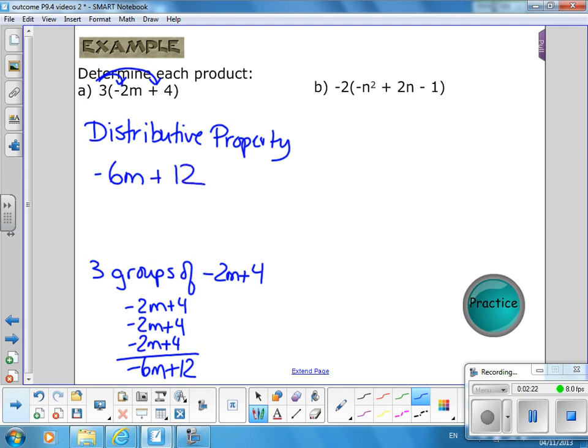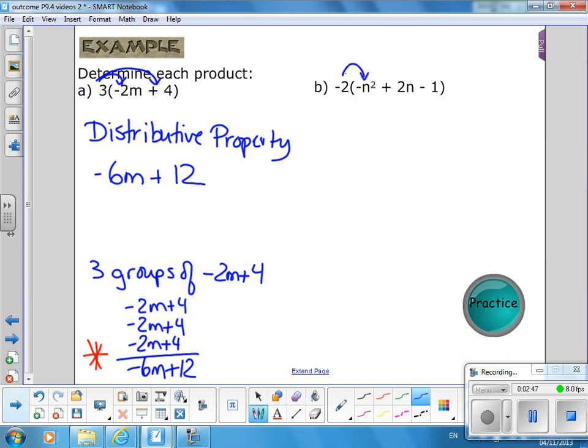So there's our answer. And as you can see, it was the same when we talked about what it means: 3 groups of negative 2m plus 4. So we have the idea, we know what it means, but we can do a more effective strategy by using the distributive property. So if we look at the second one, we want to use the distributive property.